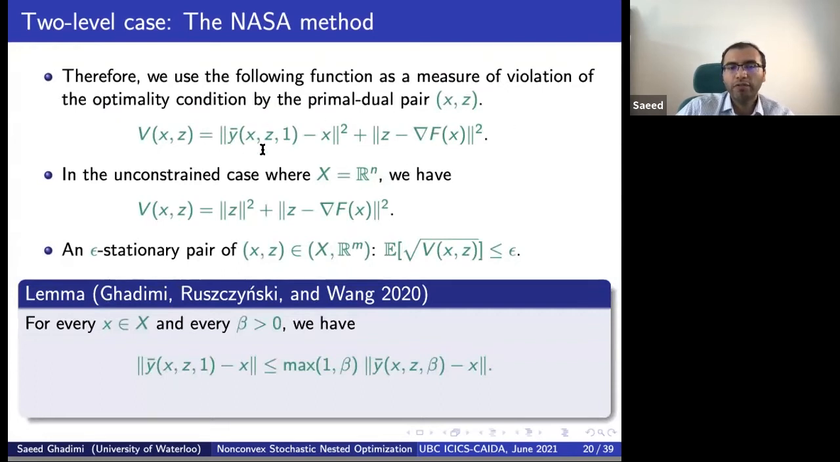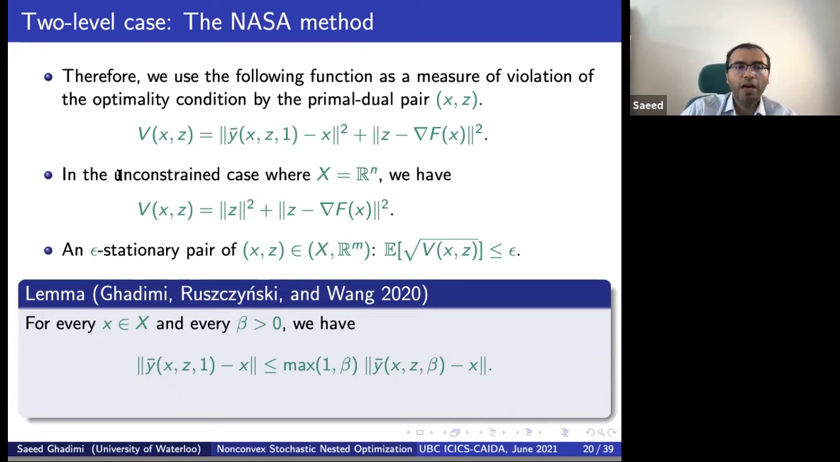So we have two terms here. Our measure would be this v of x and z. The first term would be the difference between x and y bar, and the second would be the difference between z and the gradient of f at x. So if z equals the gradient of f at x, this one would be 0, and then we just have this one. And if negative z belongs to a normal cone, this term will also be 0. So if x is a local min, then the value of v would be 0.